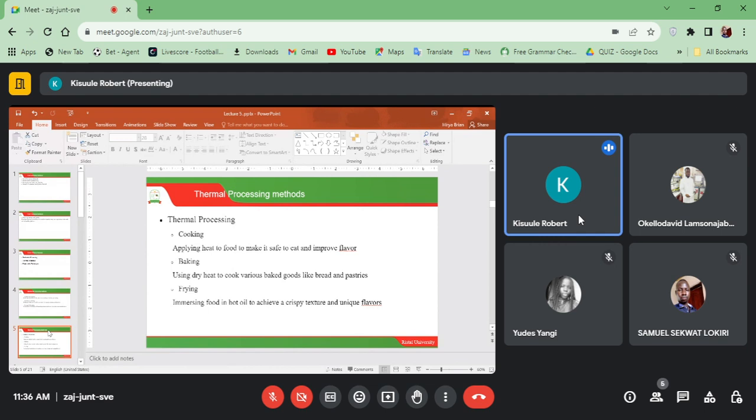So one we will look at is canning, where we are sealing food in airtight containers to extend shelf life.